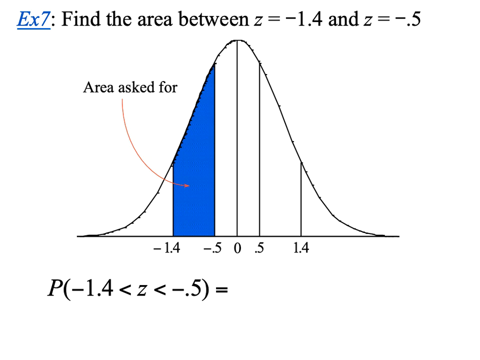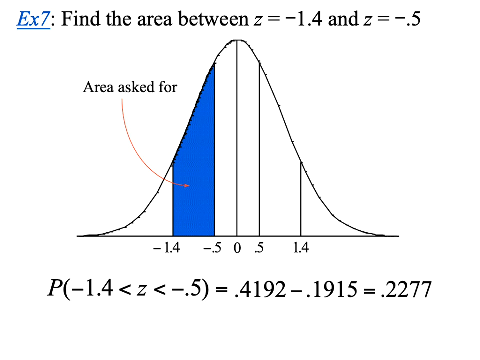So in order to find that, since I can only look up 1.4 and negative 0.5 on my table, the process for this would be to find all of negative 1.4 and then subtract off the area from 0 to negative 0.5, and that should give me the area that's in between. So 0.4192 should be the area of negative 1.4 to 0, and then the 0.1915 is the area from 0 to negative 0.5.